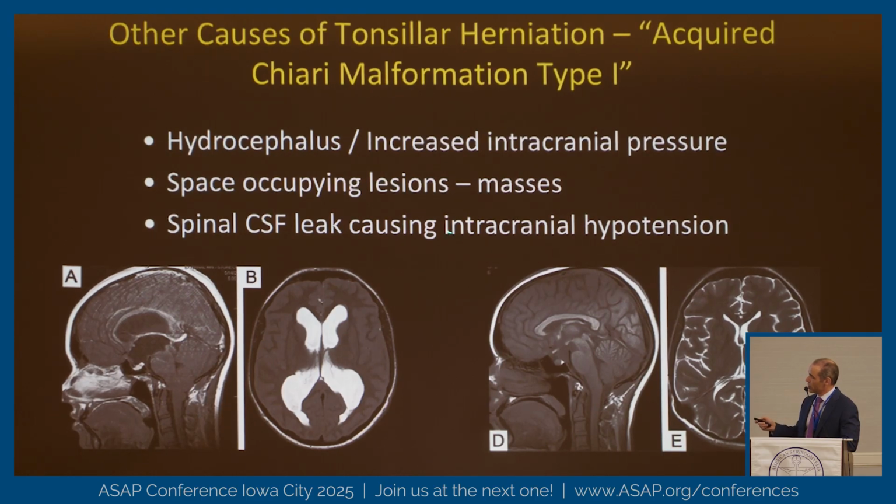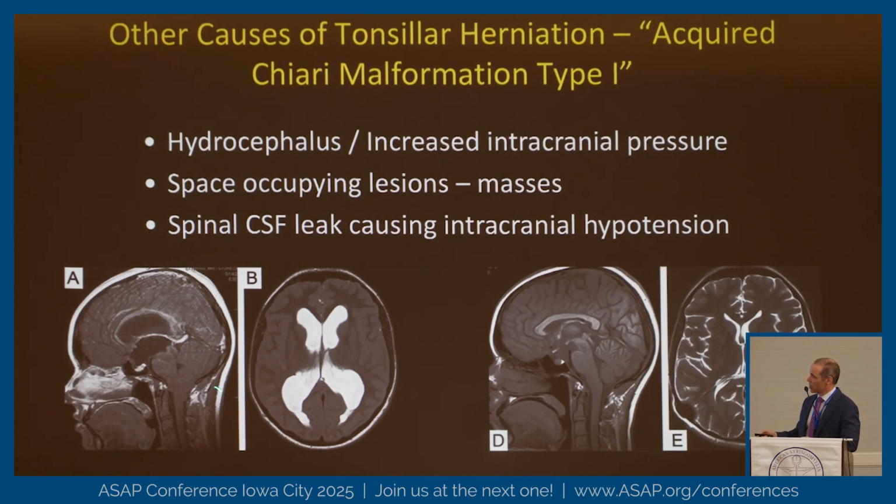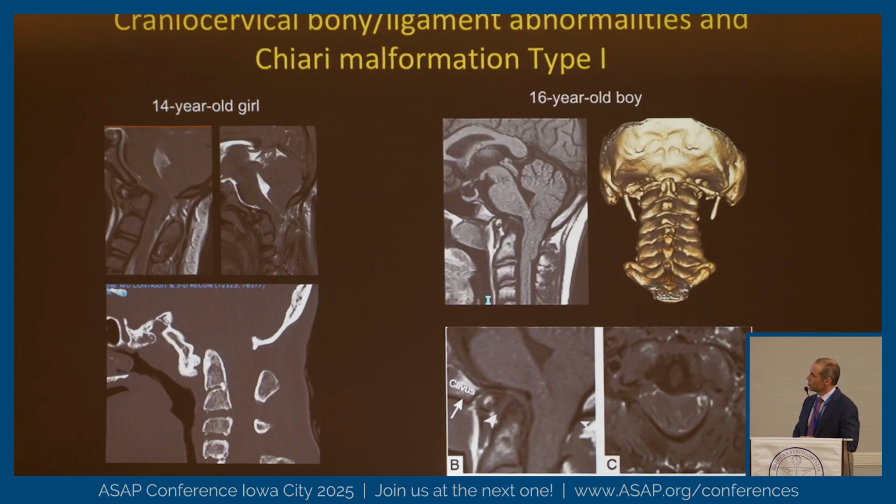Also, a spinal CSF leak can cause intracranial hypotension, and that can pull the whole brain, including the tonsils of the cerebellum, down further. And then the goal there is to treat the CSF leak. We'll have a talk on that, or a couple of talks on that as well.